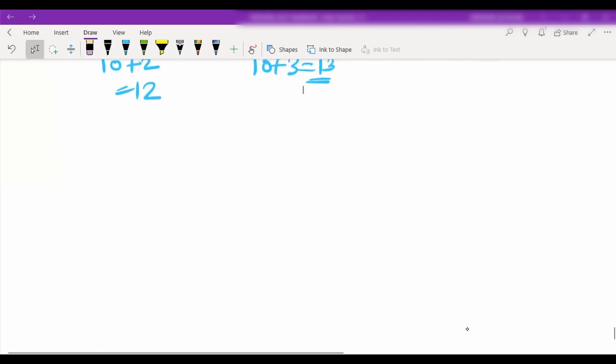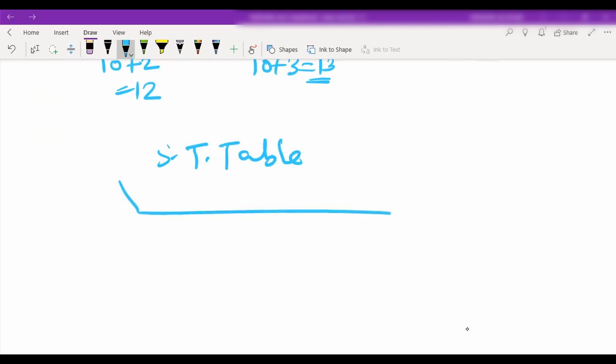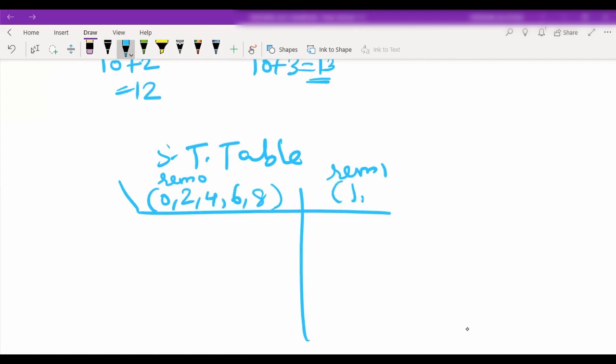Now it is time to design the state transition table. For that we will start. How many sets are there? We are having two sets, that is the remainder 0 set and the remainder 1 set. What are the elements of remainder 0? We are having 0, 2, 4, 6, 8. And in the remainder 1 set, we are having 1, 3, 5, 7 and 9.